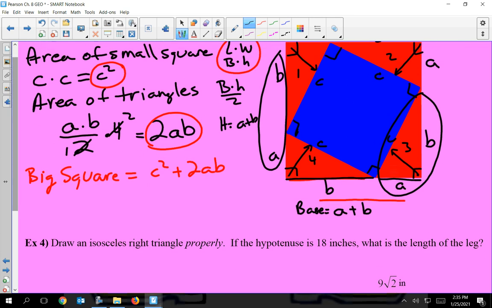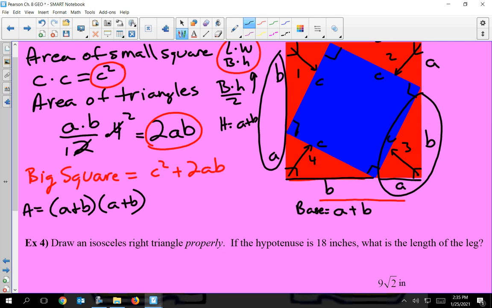And I can go back up here to my formulas, and I can go the base. Remember, I'm using expressions, but math lets me do that, and the height gets me that. Okay. So the area of the big square, I can also find it this way too.